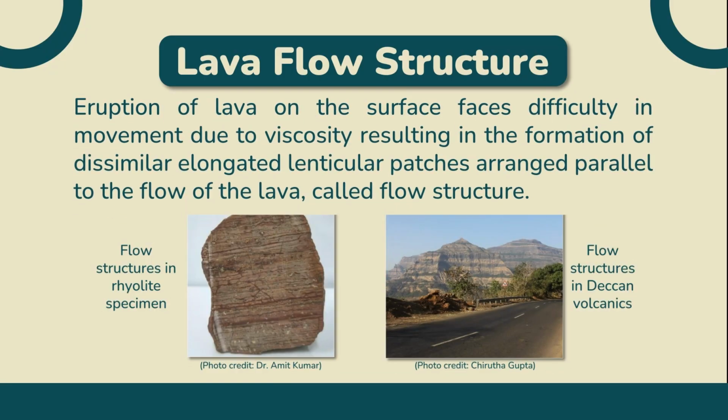Eruption of lava on the surface faces difficulty in movement due to viscosity, resulting in the formation of dissimilar elongated lenticular patches arranged parallel to the flow of the lava, called flow structure. This is the example of a rhyolite in which you can see the flow structure. Here the flow structure is on a larger scale and the thickness is much higher, whereas the flow structure is thinner here. Each layer is very thin in the case of rhyolitic lava flows.